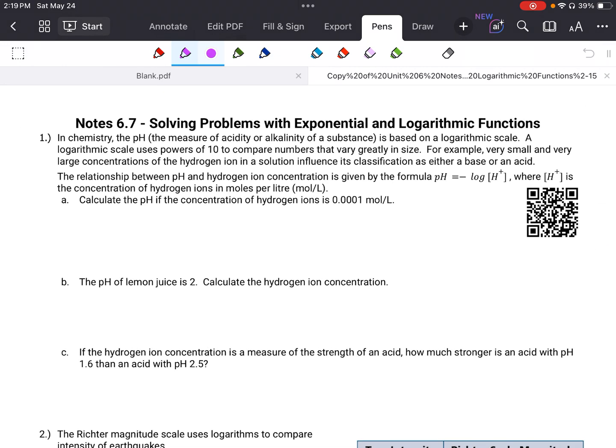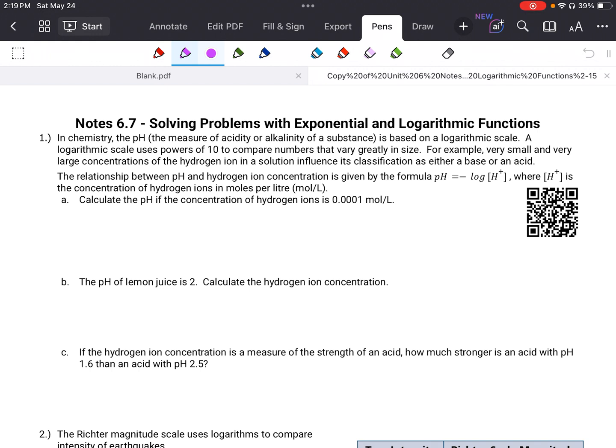In chemistry, the pH, which is the measure of acidity or alkalinity of a substance, is based on a logarithmic scale. A log scale uses powers of 10 to compare numbers that vary greatly in size. For example, very small and very large concentrations of the hydrogen ion in a solution influence its classification as either a base or an acid.